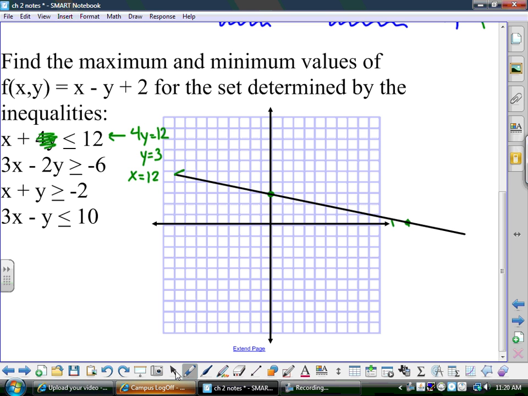Need to figure out which way to shade on that line. So I can plug in 0, 0 and see if that makes something that's true or not. If I plug in 0, 0, I get 0 plus 0 is less than or equal to 12. And that is true. So we're going to shade below this line, or towards 0, 0. Pause the video and see if you can graph the other 3 lines on your own, and then we'll compare answers.